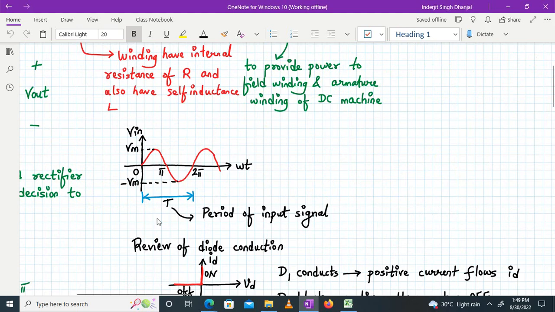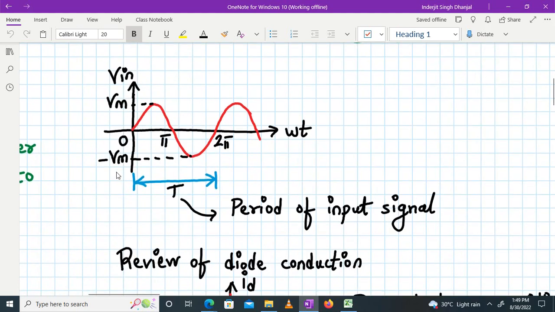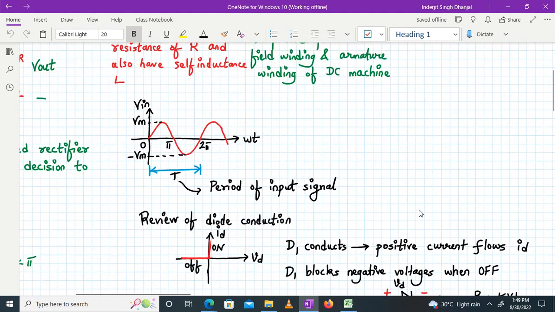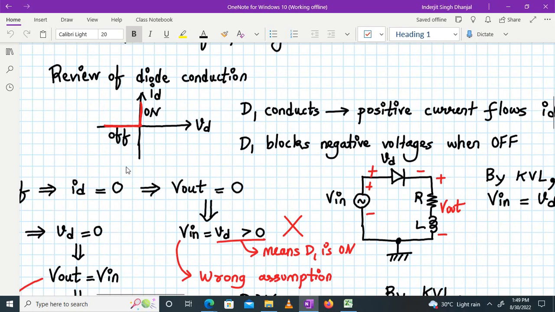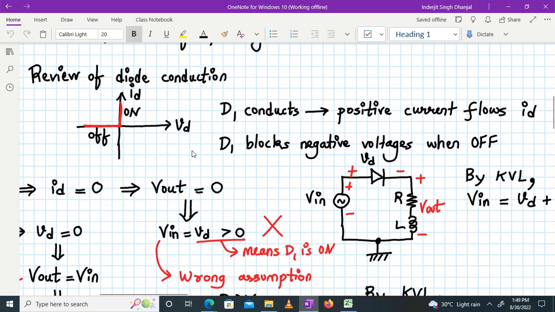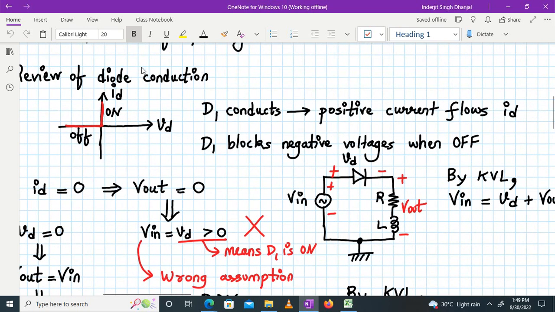This is my V in, Vm, minus Vm, period of the input signal. Clear about this up till now? Now, this is the ideal IV characteristic of a diode. The diode will conduct, the positive current flows through the diode. It does not have any voltage across it when it conducts. So this red color is the portion where the diode is on. When you apply negative voltage to it, it blocks the negative voltage, and the current across it is zero when it is off.